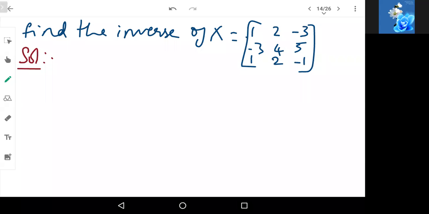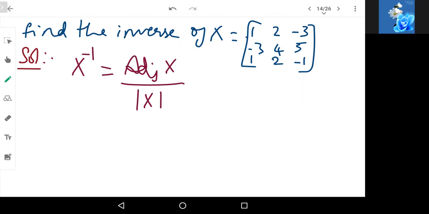Okay, so we have understood how to find out adjoint for 2 into 2 as well as 3 into 3 matrix, right? So we will be using all of that here and we will be solving it. Now this problem, find the inverse of X, and they've given us the 3 into 3 matrix. The name of the matrix is X, so we will be solving X inverse. Whatever matrix name is given, take the same name. Okay. So X inverse is nothing but adjoint of X divided by determinant of X.